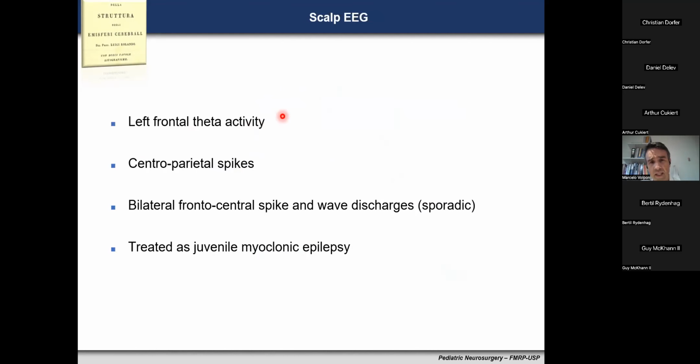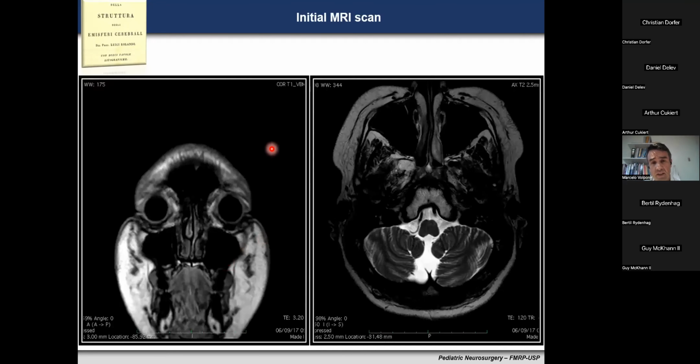I don't have the actual EEG, but I do have the report prior to the admission, which said that he had central parietal spikes on the left side, but he also had these bilateral frontal central spike and wave discharges, which were quite sporadic, but which led to him being treated as having juvenile myoclonic epilepsy. When he got to us, he was being treated with this diagnosis, and it actually didn't work very well. He had been seen in many centers before he got to us. He had 4 or 5 MRI scans before this one.